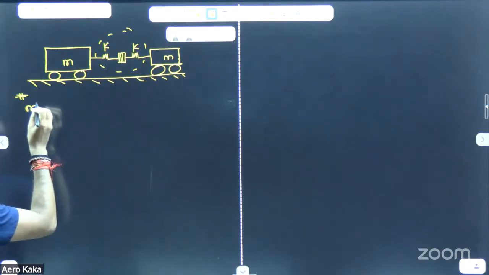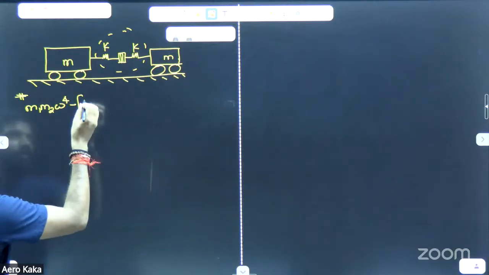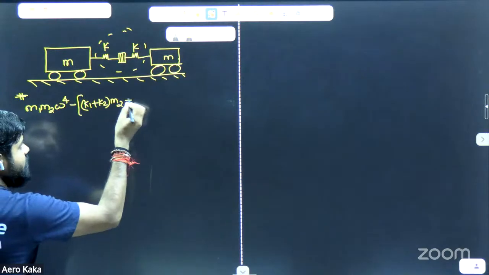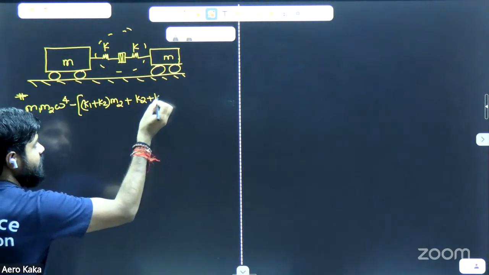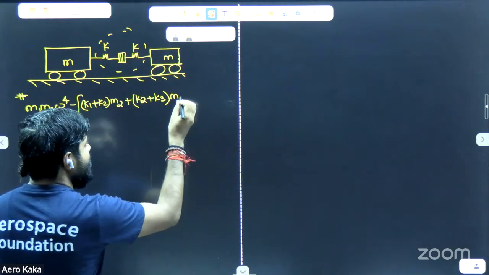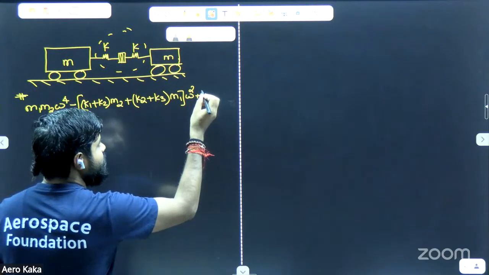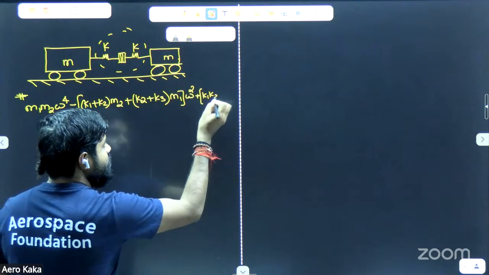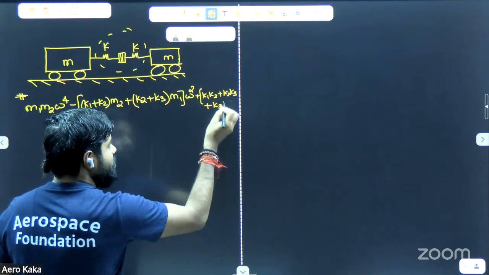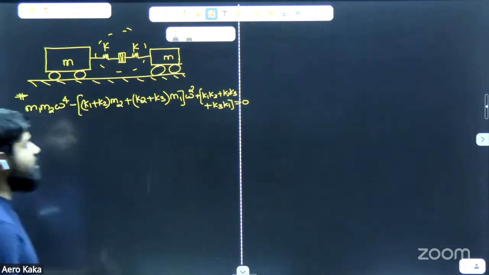So m1 m2 omega raised to power 4 minus, in bracket I can write, (K1 plus K2) m2 plus how much? (K2 plus K3) times m1, omega square, plus how much? K1 K2 plus K2 K3 plus K3 K1 is equal to 0. Done. Now in this case, we just have to understand.